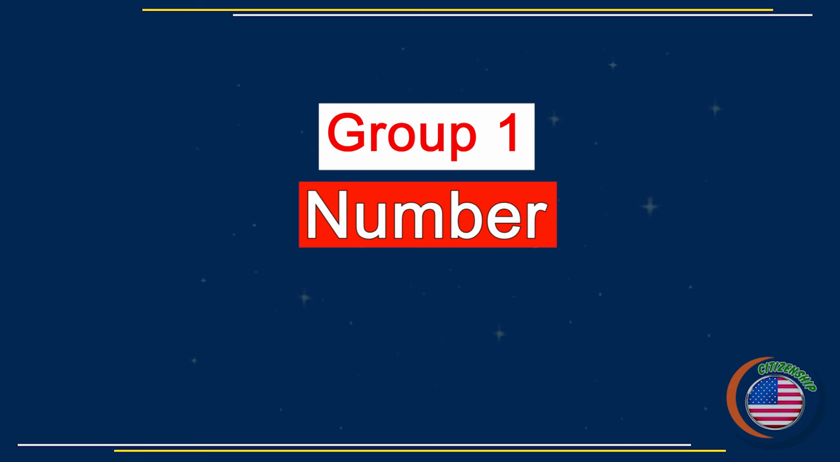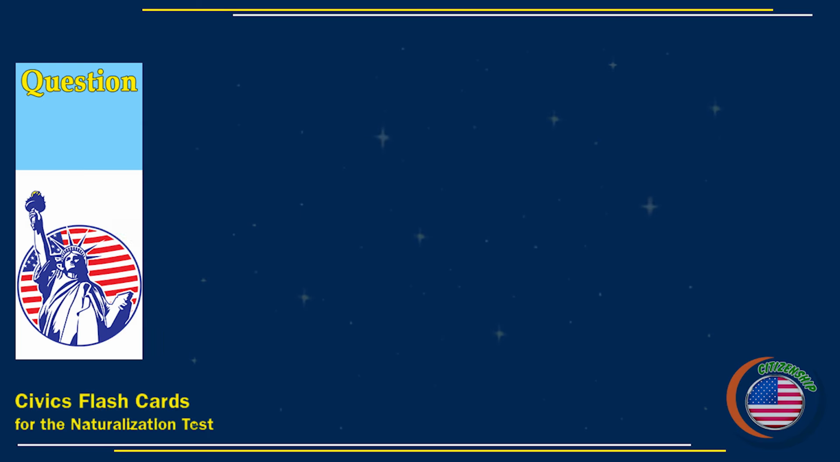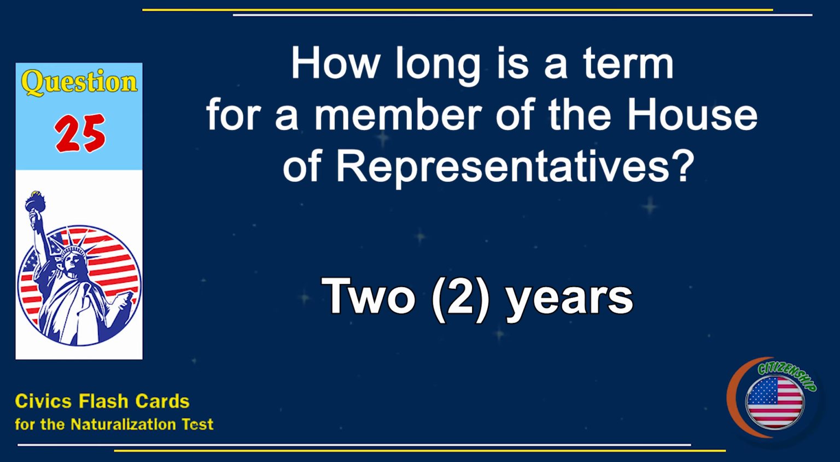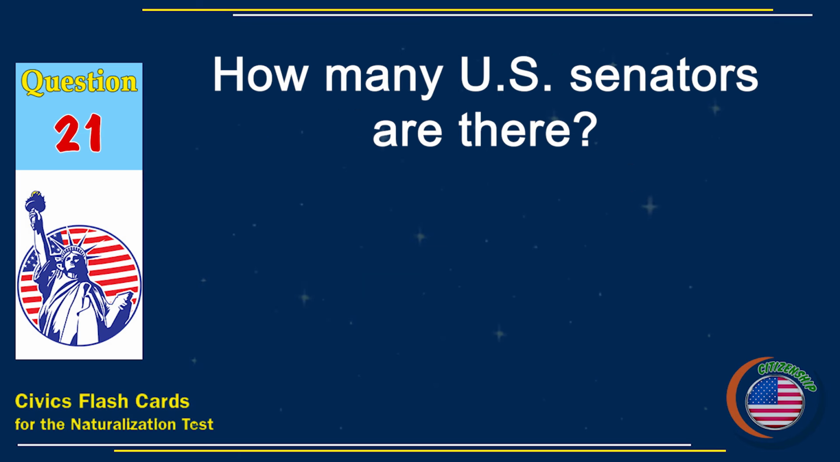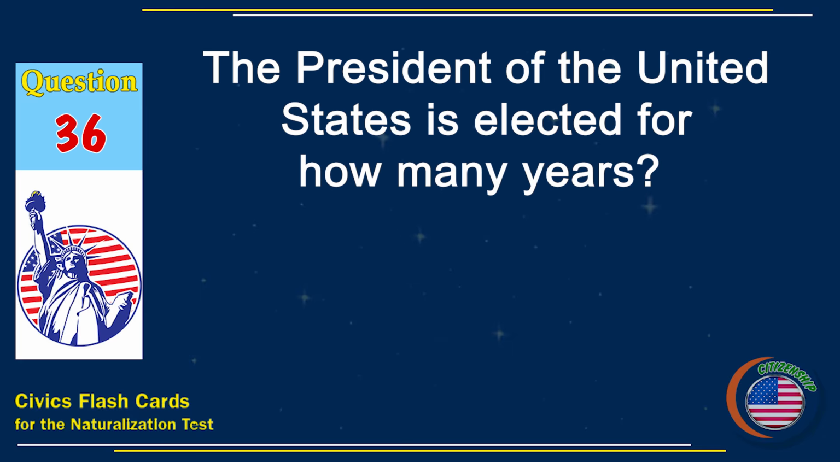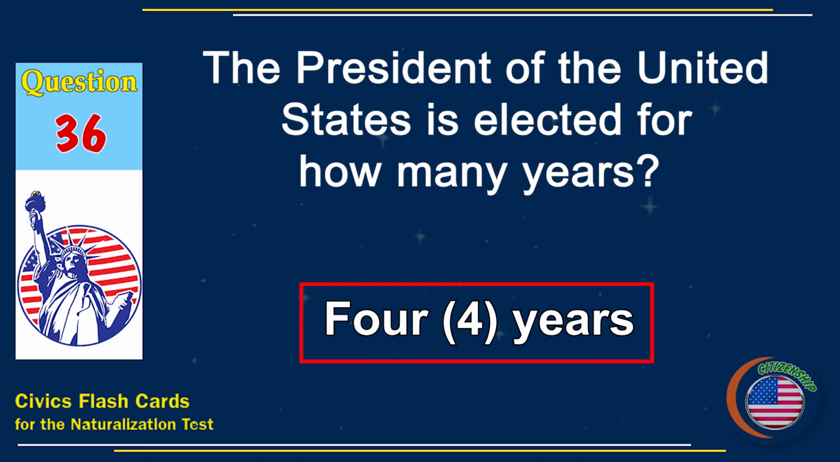Group 1. Number. How long is a term for a member of the House of Representatives? 2 years. How many U.S. senators are there? 100. The President of the United States is elected for how many years? 4 years.